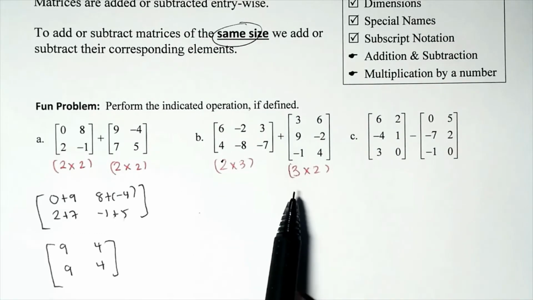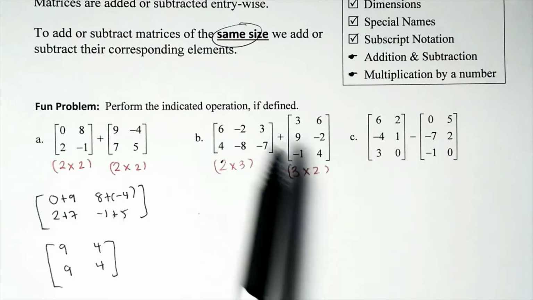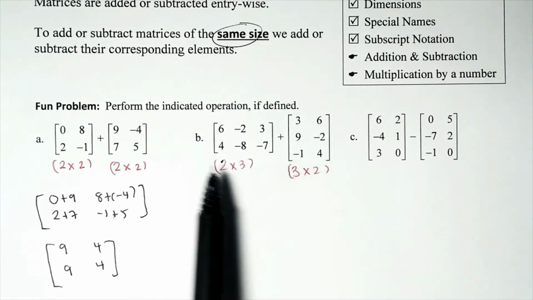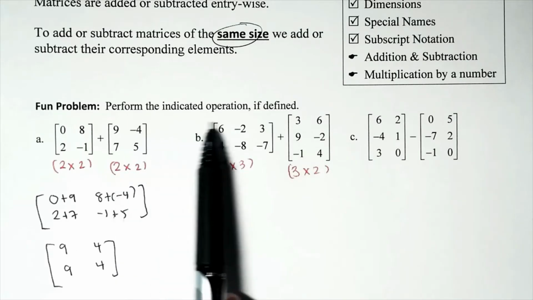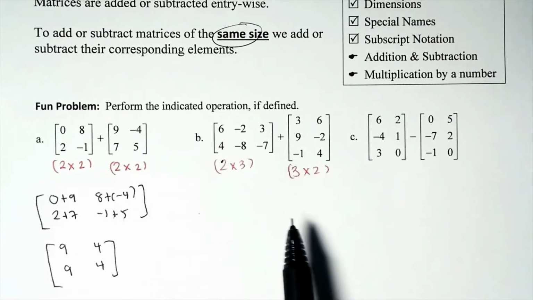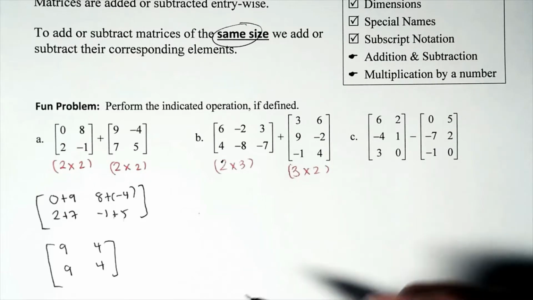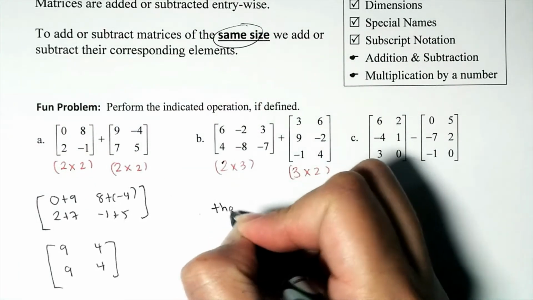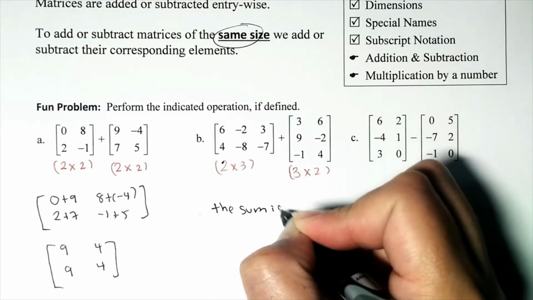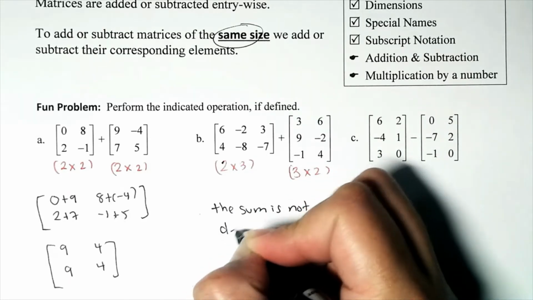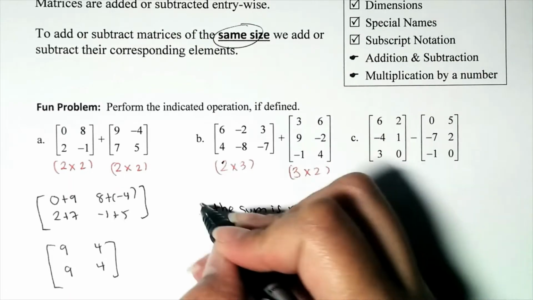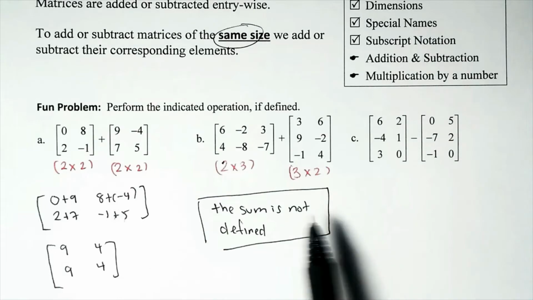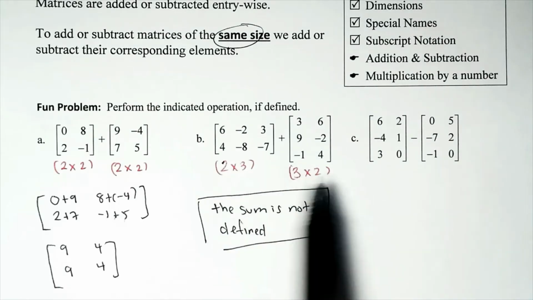So in this case, the only way we can add or subtract is if the matrices are the same size or same dimensions. So the directions read, perform the indicated operation. We could just write something like it's not happening, but we can speak better than that. So I'm just going to say that the sum is not defined. And if you wanted to put a little love note to yourself, you could say the sum is not defined because the dimensions are not the same.